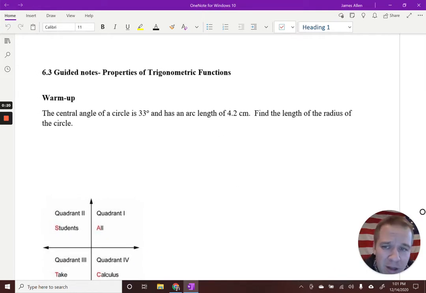The central angle of a circle is 33 degrees. Ooh, it's not a nice 30, 60, or 45. And it has an arc length of 4.2 centimeters. Find the length of the radius of the circle.